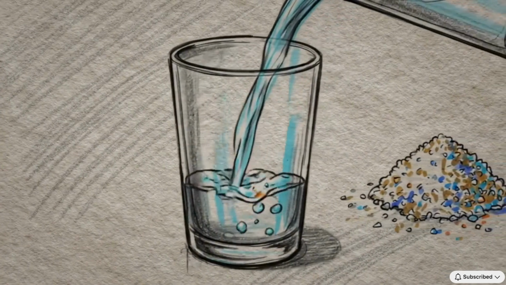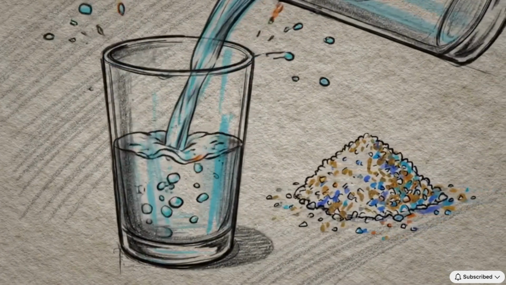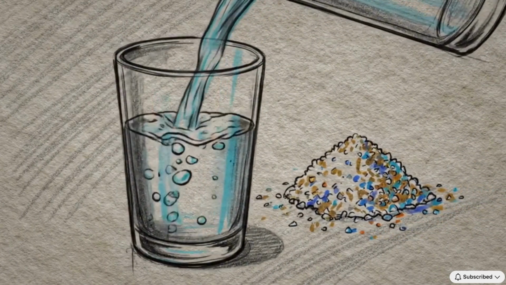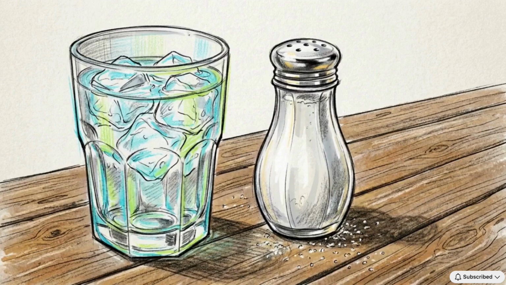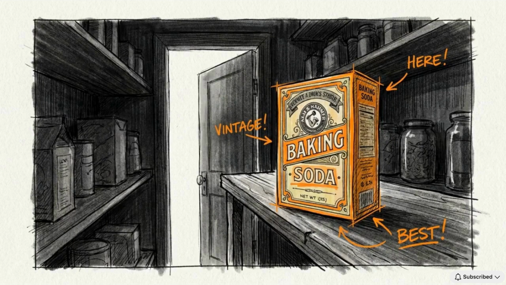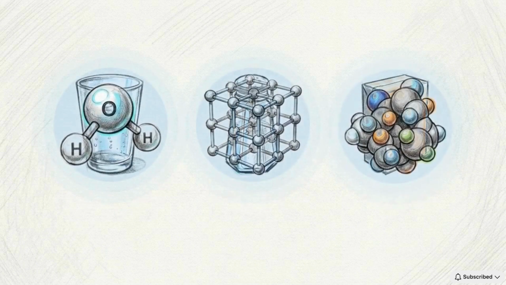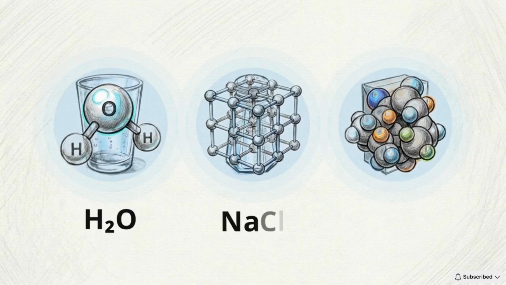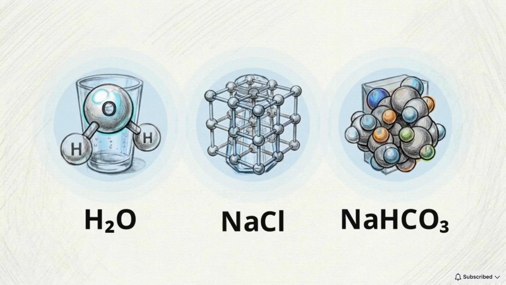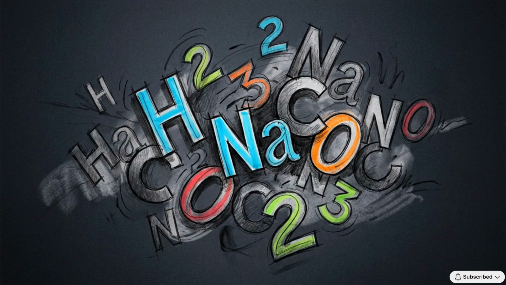If you look around your kitchen, you're surrounded by complex chemistry that you use every single day. It's in the glass of water you drink, the salt on your table, and the box of baking soda in the pantry. But we rarely talk about these things by their chemical names. Instead, we see this specific shorthand: H₂O, NaCl, and NaHCO₃.